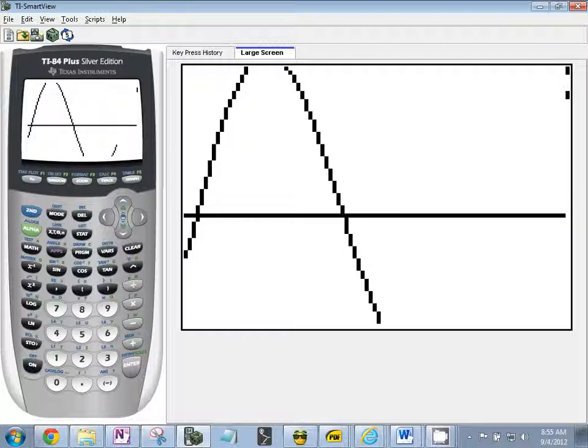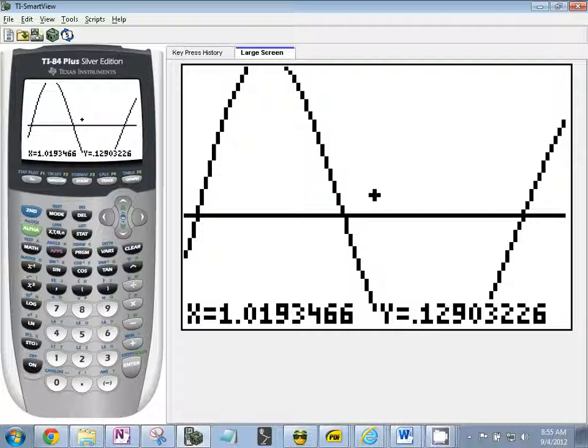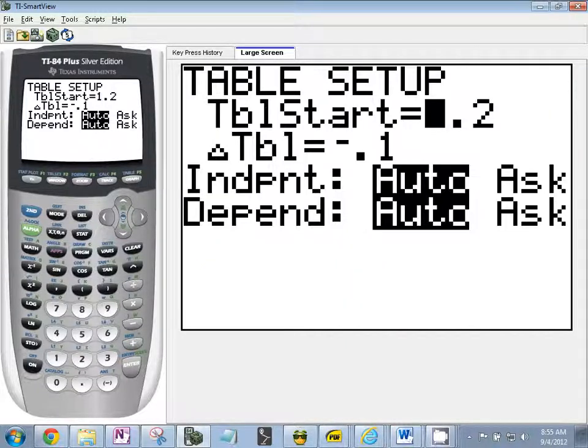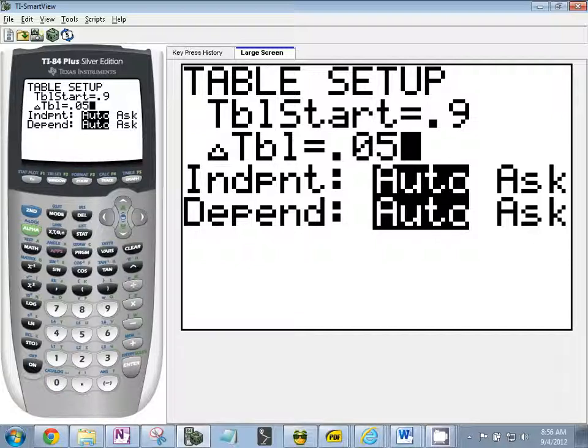So if we go back to the table values, let's do table set here. What do we want to start at? Nate, let's start at, I don't know, 0.9. And what should the delta table be, meaning what should our step be? Let's make it 0.05, okay? You have to be careful, because you might want to make it 0.01, but then how many times are we going to have to click down? A lot of times. So let's actually see what this looks like. Let's go to the table here.